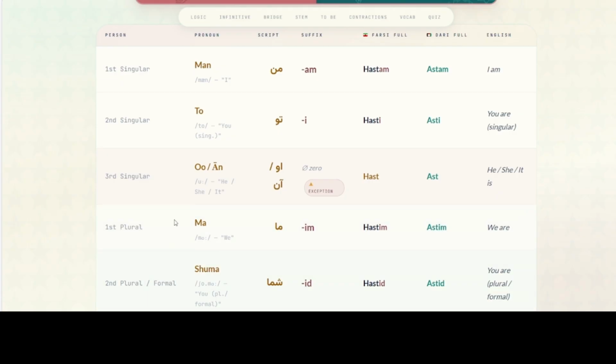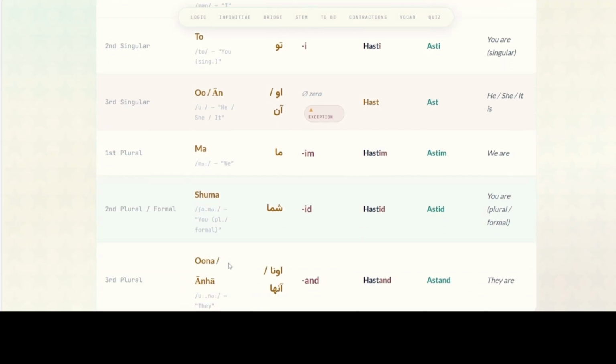Then ma is the first person plural. It always ends with im. Ma hastim means we are. If I use any other verb, any other stem, does it also happen? Yes. Ma hastim, we are. Ma raftim, we went. Ma guftim, we said.